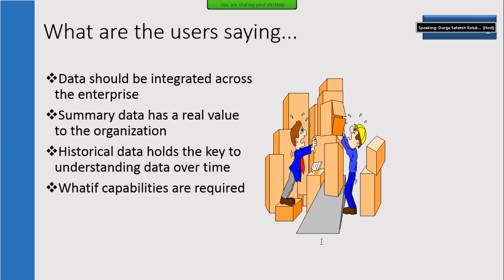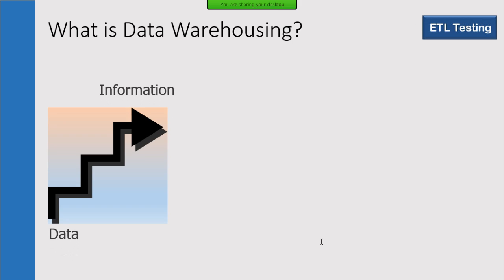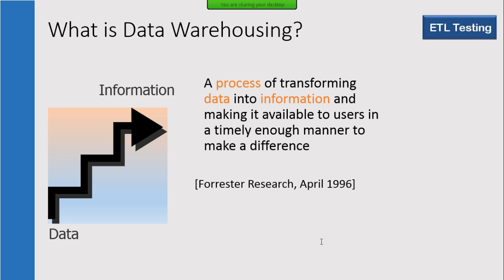So what if these capabilities are required? That is all possible with the help of your warehousing. You got the data, and with the help of the data you're getting the information out of it, and that is what your data warehouse is: a process of transforming data into information and making it available to users in a timely enough manner to make a difference.